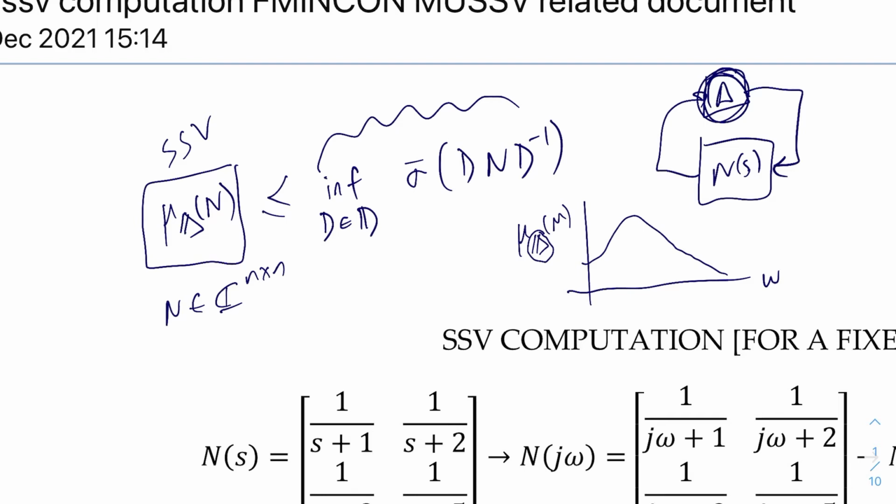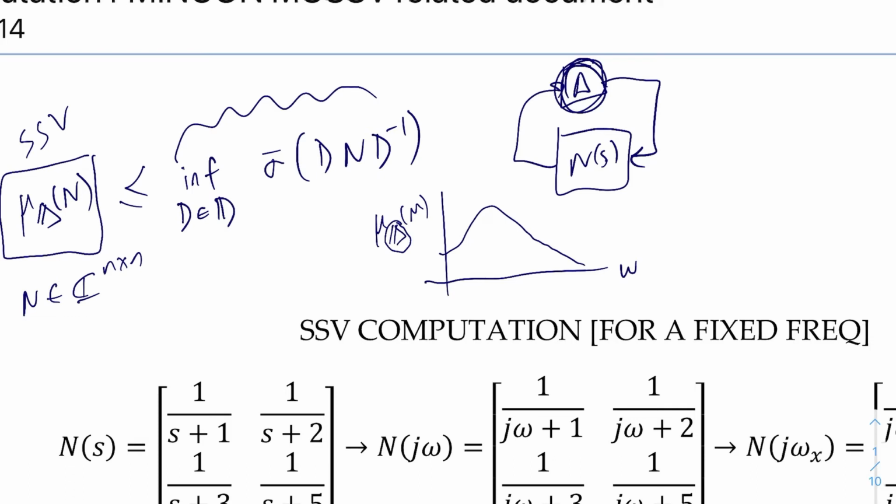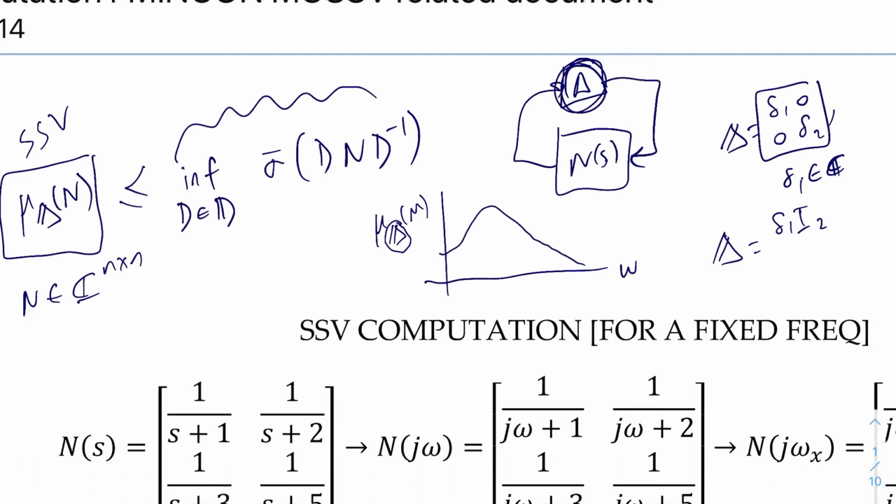For example, let's say we have some information about our uncertainty, and the uncertainty is something like this, where again delta 1 and delta 2 are complex numbers. Or maybe delta 1 times the identity, 2 by 2 identity, and delta 3. Let's say we have that type of uncertainty. That can be the case.